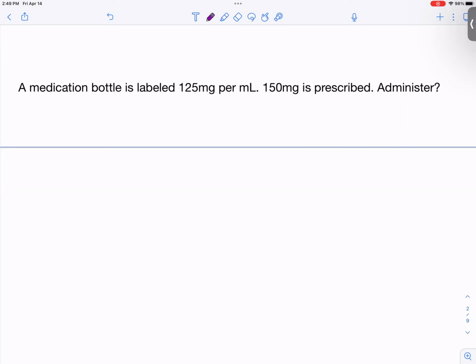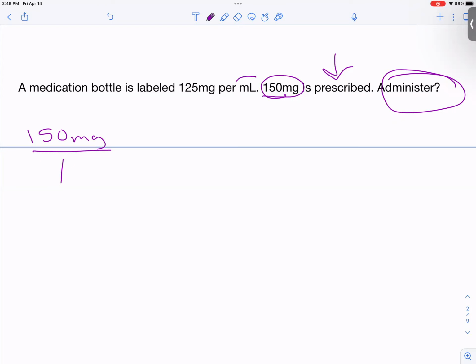All right, so same steps. It's still a 1 factor. The doctor orders 150 milligrams because it says prescribed. That means ordered. So I'm starting with 150 milligrams. And it says administer. So what am I going to give that patient? What am I going to administer to that patient? Well, it's only available in liquid. So that's what I'm administering. And I put milliliters in my numerator.